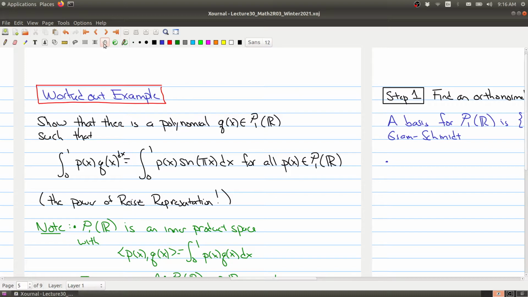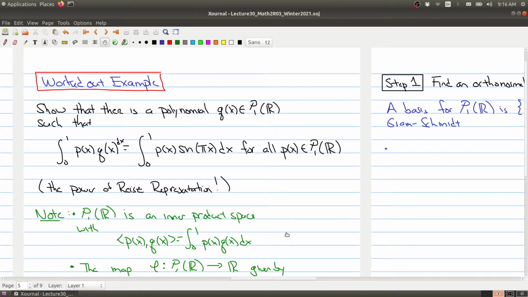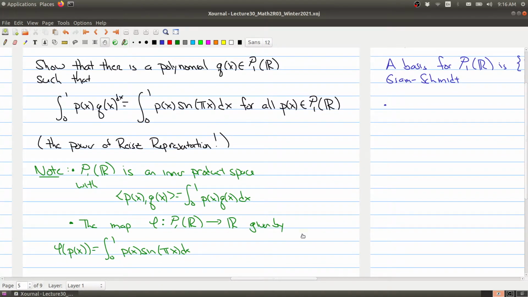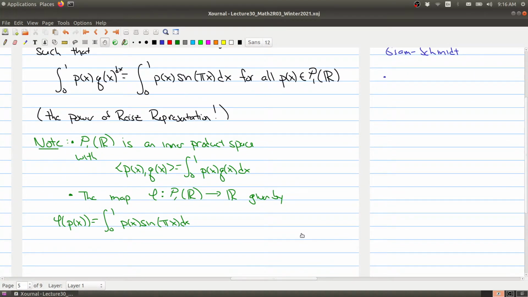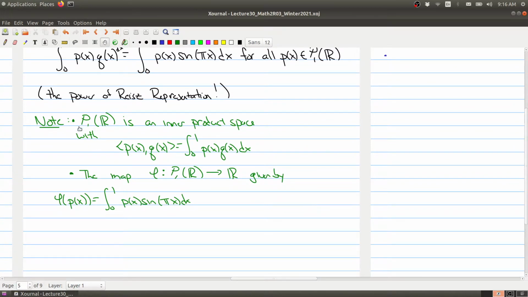Well, I picked this because it really shows you the power of the Riesz representation. Okay, and to use the Riesz representation, we have to show that first of all we can apply it. So we want to take the point of view that we're actually working with inner products. So P1, the set of all polynomials of degree 1 or less, we know it's a vector space, and in fact, it's an inner product space. And this is the inner product.